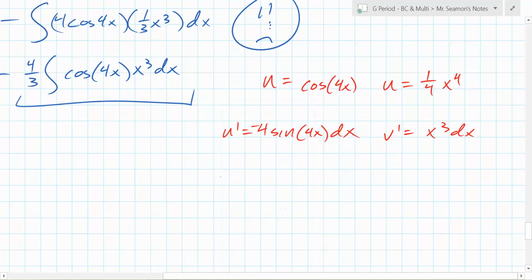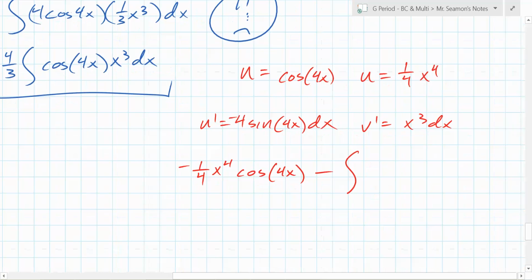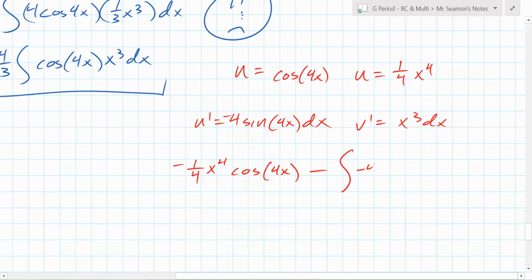What's u times v? It's going to be what? Yeah, negative 1/4 x to the fourth, like this. Correct? Times what? Cosine of 4x minus the integral of what? Yeah, well, hold on. Minus the integral of what? Don't do the simplification quite yet. Minus what? Negative 4 sine of times. Is it 1/4 x to the fourth? Times 1/4 x to the fourth. Is that correct?